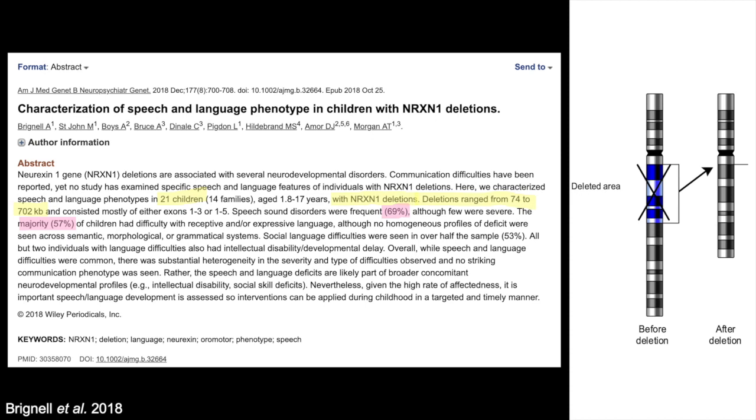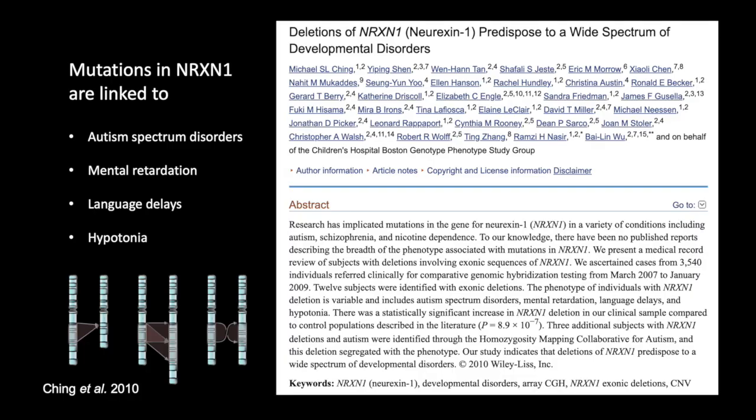Neurexin 1 deletions have also been implicated in a large range of developmental disorders. In a cohort of 21 children with Neurexin 1 deletions, ranging from 74 to 702 kilobases, 69% had speech disorders and 57% had difficulty with receptive and/or expressive language. Similarly, in another study of over 3,000 individuals, the phenotypes of those with Neurexin 1 deletions included autism spectrum disorders, mental retardation, language delays, and hypotonia. These data suggest that mutations of Neurexin 1 impair the proper development of cognitive function.